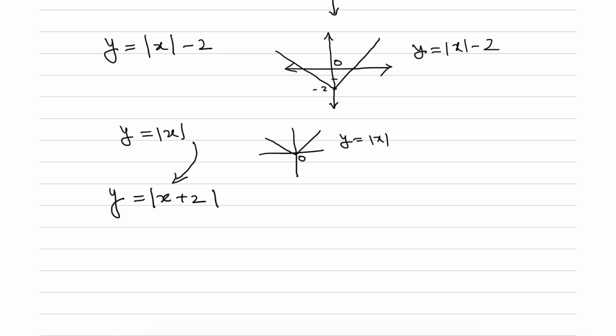But when a number is being added, the graph shifts 2 units left. So if in this graph the origin is 0, it shifts 2 units left, which would be minus 2 here. So V shape, but the origin is shifted, so it will be this. So that's the shape of the graph, y equal to absolute x plus 2.